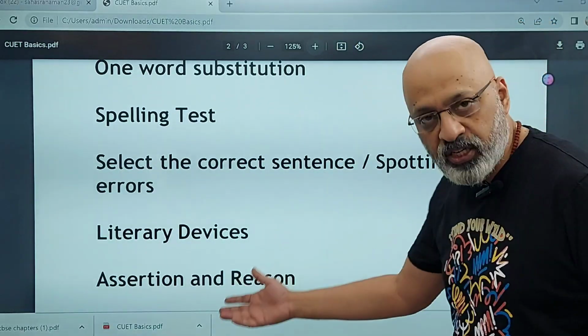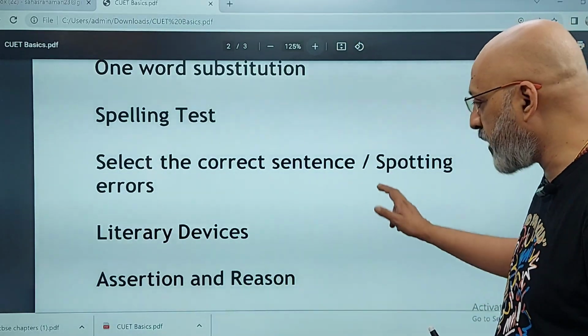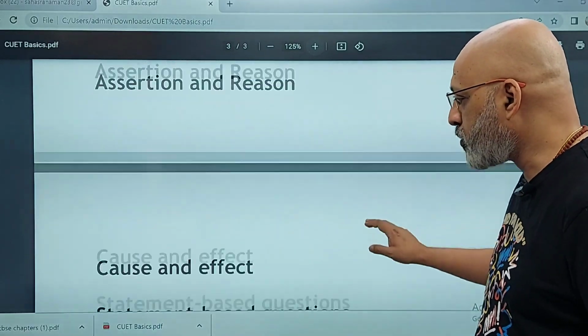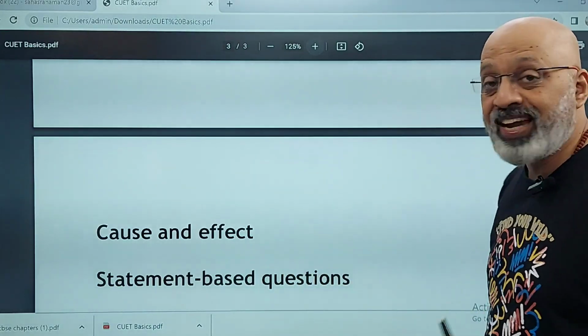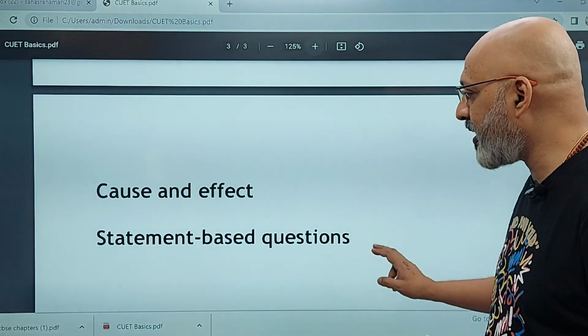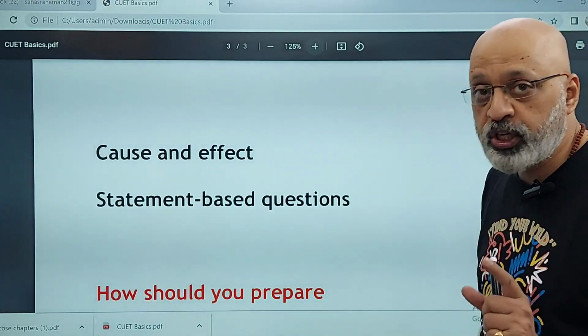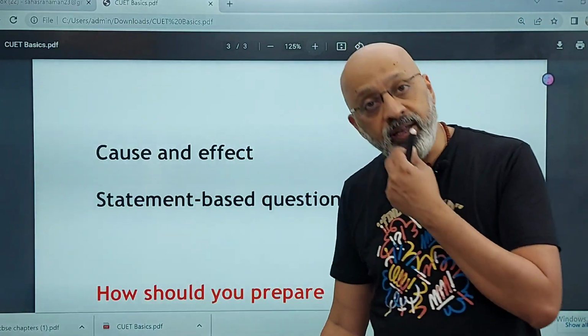जा सकते हैं। असर्शन एंड रीजन ये सीबीएसई वालों को ज्यादा मालूम होगा, राइट? और उसके साथ साथ कॉज एंड इफेक्ट एंड स्टेटमेंट बेस्ड क्वेश्चंस आल्सो। सो इस तरह के प्रश्न आपसे पूछे जा सकते हैं। अब आप पूछेंगे इसकी तैयारी कैसे करें?